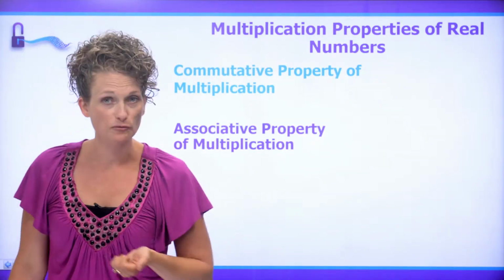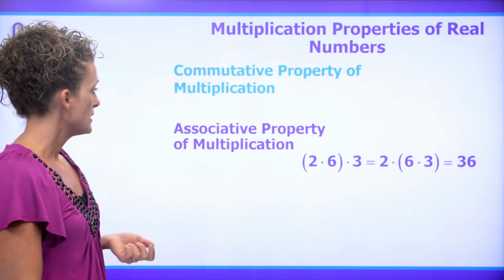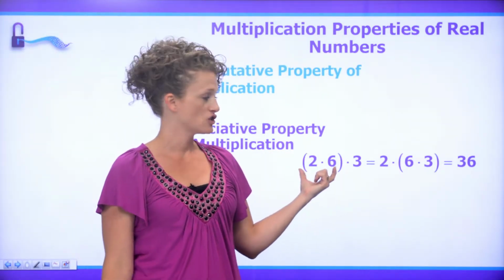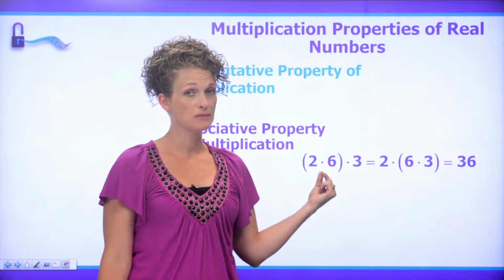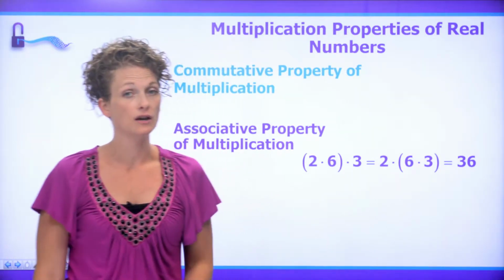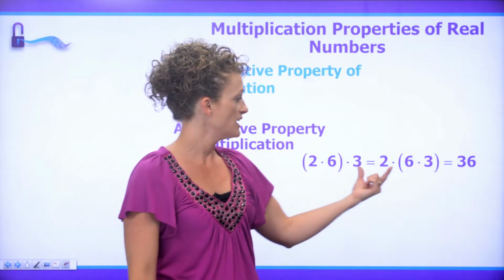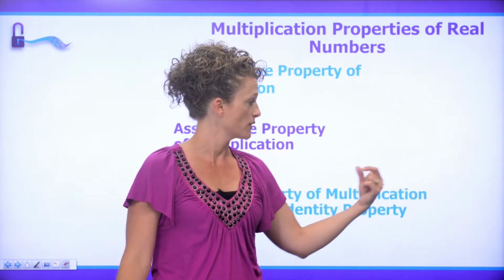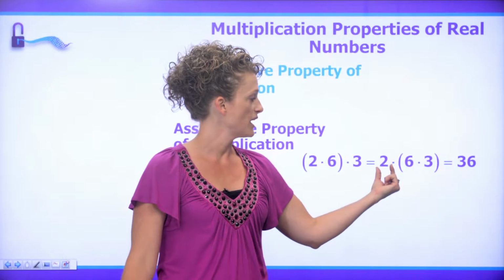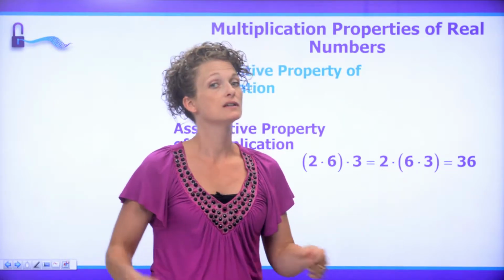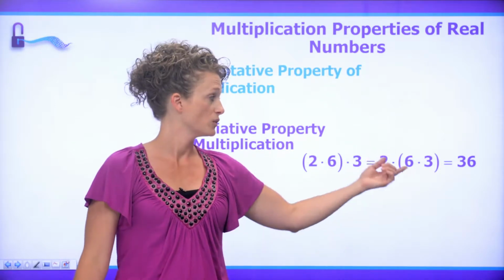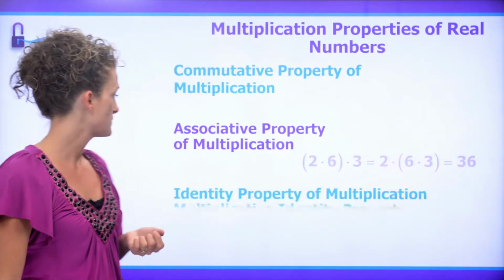The associative property of multiplication means that we could have more than 2 numbers, and we could take this 2 times 6, multiply them together, and then multiply by 3. It would be the same thing as if we took 6 times 3 in parentheses and multiplied the 2 times 6 times 3. They will both give you the same result, which in this case is 36.